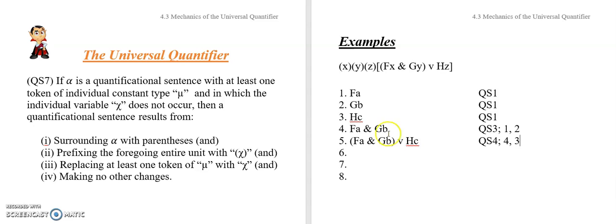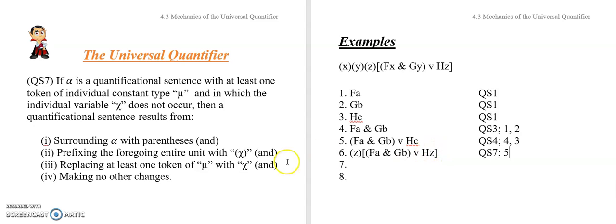Okay, and now what I want to do is start adding my quantifiers, okay? So I'm going to take this whole thing, I'm going to append it in parentheses, right? And the first one I want to add is the Z, right? So I'm going to go ahead and add the Z quantifier right there, and I've got to replace at least one token instance of an individual constant, in this case this one, just because that's what the construction that I'm building asks for. So that's going to be QS7 on line 5, all right?